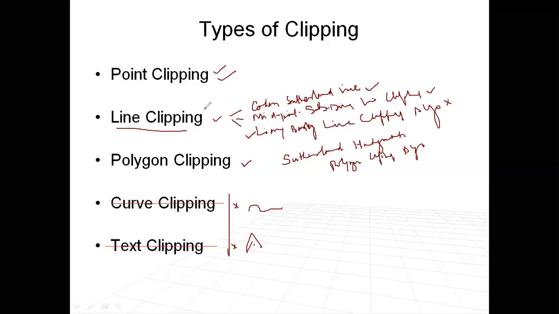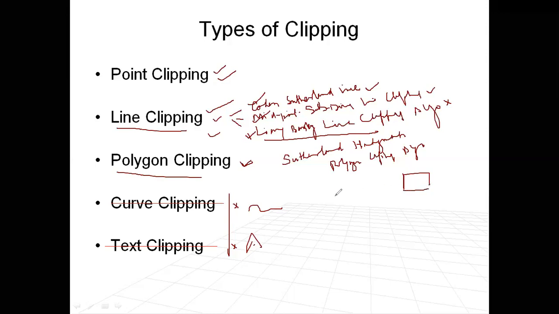We can clip the line using the Cohen Sutherland line clipping algorithm or the midpoint subdivision line clipping algorithm, but we will not go through Liang Barsky because it is not in your course. Then we will follow how polygon clipping is done. Okay, because polygon clipping is different from line clipping. Reason being that the polygon is a closed object.